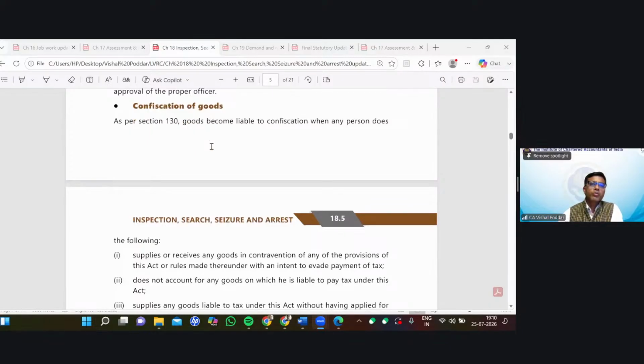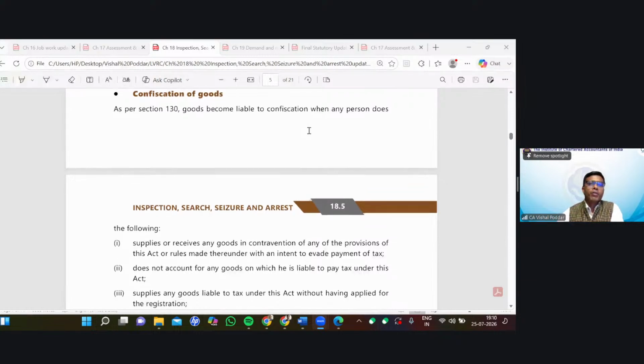Now, similar to seizure, there is another concept called confiscation. Many times people believe seizure and confiscation are the same, but there is a difference. So as per section 130, goods become liable for confiscation, meaning they can again be taken away by the government. But the difference between seizure and confiscation is, in seizure, the goods are taken away and there is a process by which they will then finally be used, applied or returned. In confiscation, the goods become the property of the government the moment they are taken away.